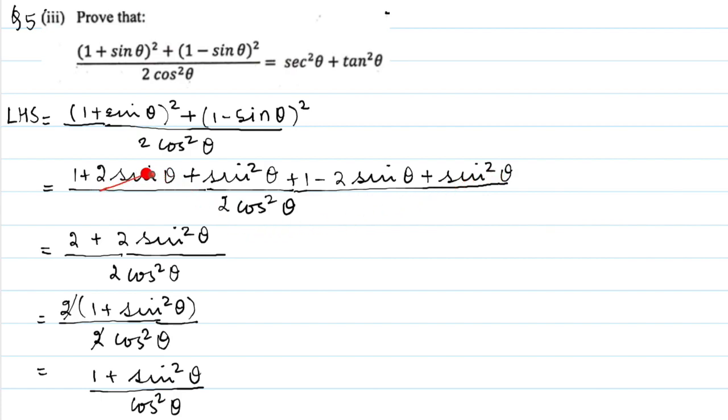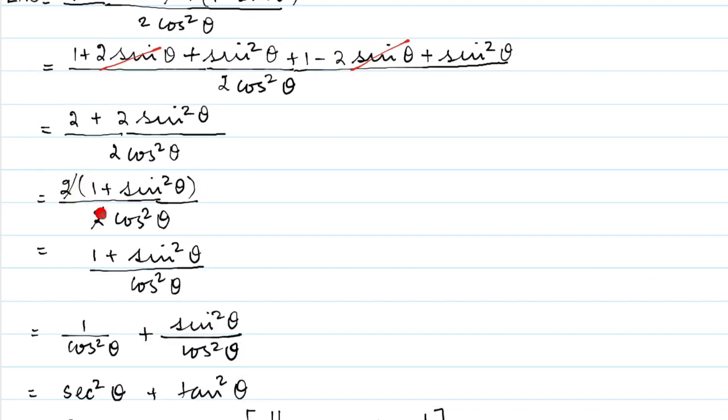Now what is getting cancelled? Can you see this is getting cancelled? So you'll have 1 plus 1, that is 2, and sine square gives us 2 sine square theta. We will remove 2 as the common factor, 2 into bracket 1 plus sine square theta upon 2 cos square theta. 2 and 2 got cancelled. 1 plus sine square theta is in the numerator upon cos square theta.